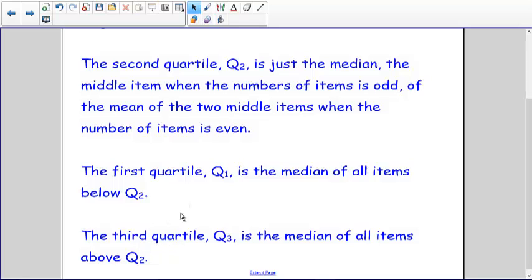So again, we're breaking up the data into 4 parts, and it all requires you to rank the data first. We'll do a reasonably small data set. We'll show you how to do it online.